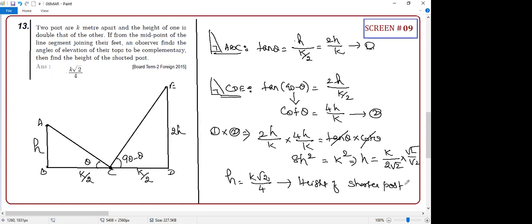Are you clear? I know that today you guys will get tired like anything, right? But these are all good quality questions. Sir, they are asking only the height of the shorter one. If they are asking 2H, then you multiply, so 2 will come. Correct or not? K root 2 by 2. Okay, sir. Excellent.